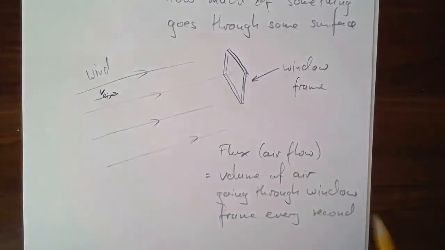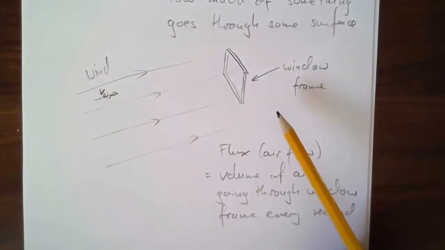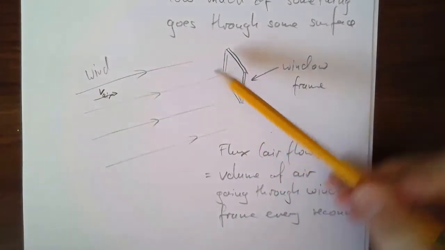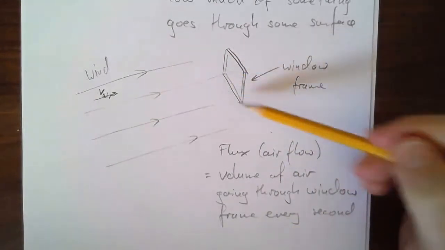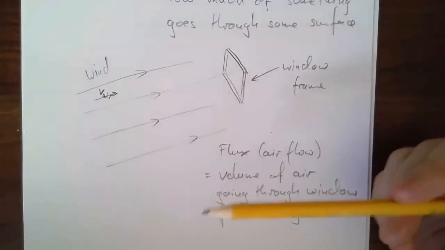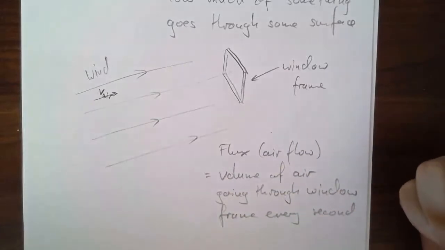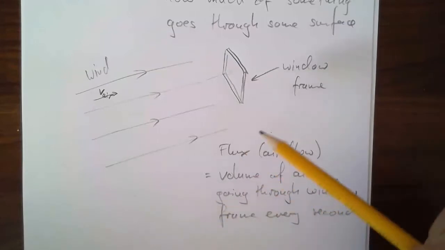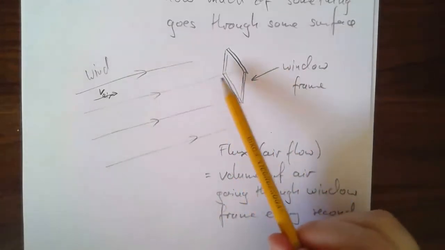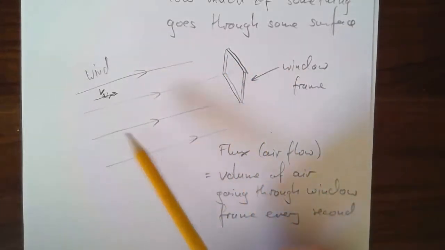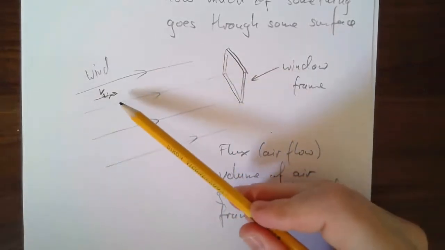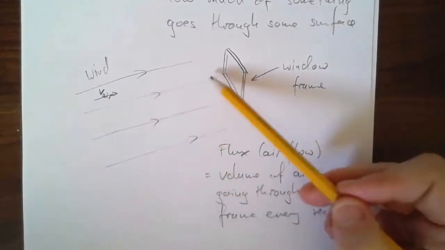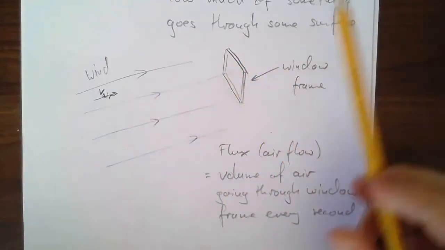Now, what factors does this depend on? The first thing that it depends on is the size of our window. Right? The bigger the window frame, the more air is going to go through it, everything else staying the same. Makes sense. The next thing that's going to change the amount of air that goes through our window every second is how fast the wind is blowing. If the wind was not blowing at all, at 0 speed, then no air would go through it. It would just sit there.